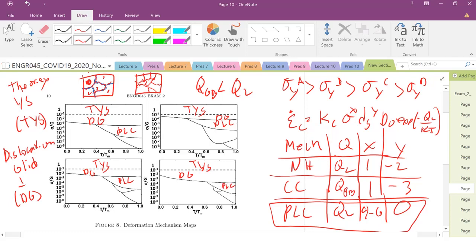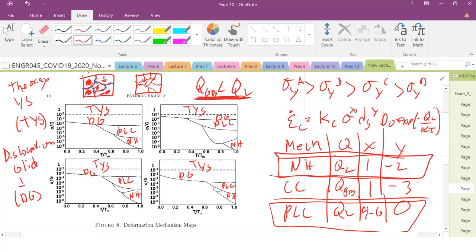What is going to be your rightmost, below power law creep? That's going to be Nabarro-Herring, right? Because this Q_L only dominates at high temperatures, because this activation energy is larger than the other activation energy here. So it's only going to dominate at high temperatures when we can get the full contribution from all of the volume occurring inside these grains. So this is NH.